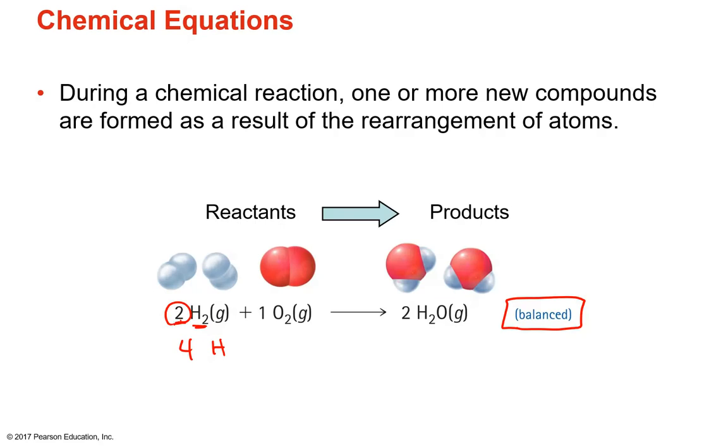And then if we look at the next one, we have 1 O2 molecule. So how many oxygen atoms are in 1 O2 molecule? 2. That's correct, 2. And so we have 2 O's. Now if we look at this side, we have 2 hydrogens per water molecule, and we have 2 water molecules, so that's 4 H's. We have 1 oxygen per water molecule and 2 water molecules, so 2 O's. Both of those are matching, and that's what makes it balanced.